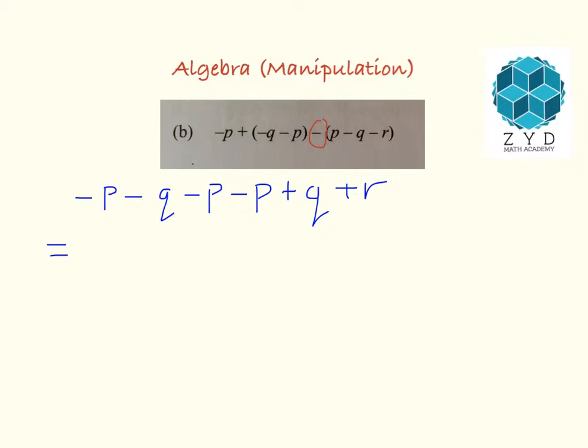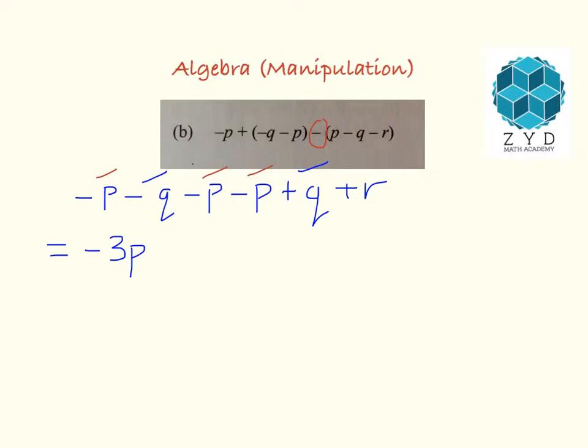Let's do all the p's first. So we have a minus p and a minus p. So together we have a minus 3p. Okay, so let's put a tick to all the p's that we have done. Let's do our q. Negative q plus q. Since both are 1 each, they cancel out each other, so it's done.